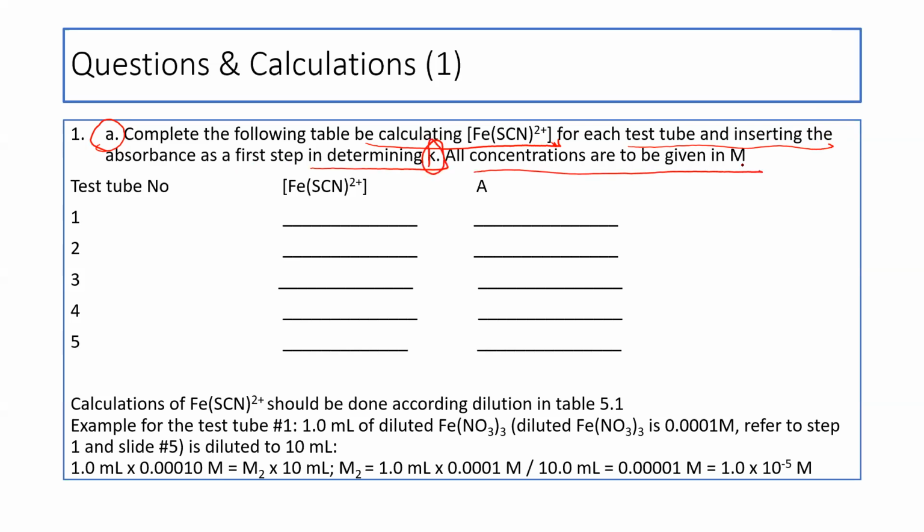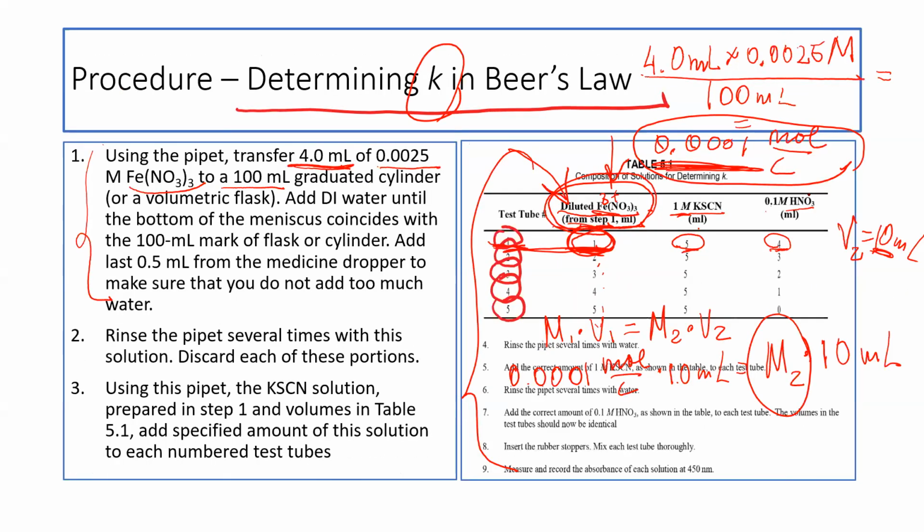All concentrations are to be given in moles per liter. We're talking about our first table, Table 5.1. We prepared these solutions, and we even calculated the concentrations of our first solution. The concentration of iron 3+, which will be equal to the concentration of the iron thiocyanate 2+ ion. And it's going to be what?